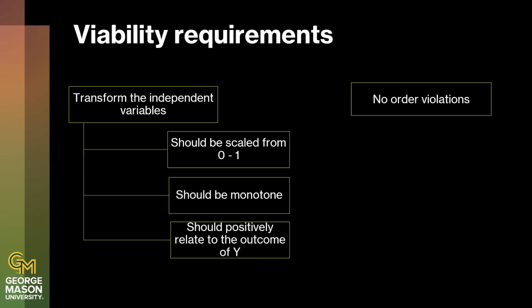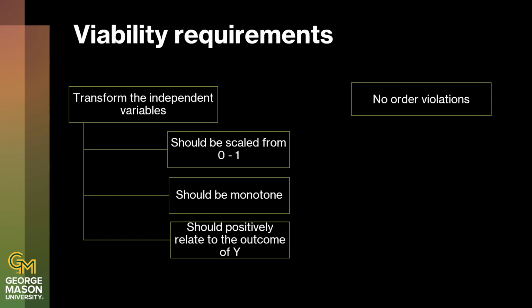Okay, now that we have an idea of what the search method is in regression analysis and its importance, let's look at what requirements will make this technique viable. So first of all, you would want to transform the independent variables, and you do so by ensuring that they are scaled from 0 to 1. Usually, if this condition is not initially satisfied, the maximum or minimum transformations can be applied to ensure all variables fall within the required range. Additionally, it is crucial that all independent variables exhibit a monotone characteristic and a positive relationship with the outcome variable y.